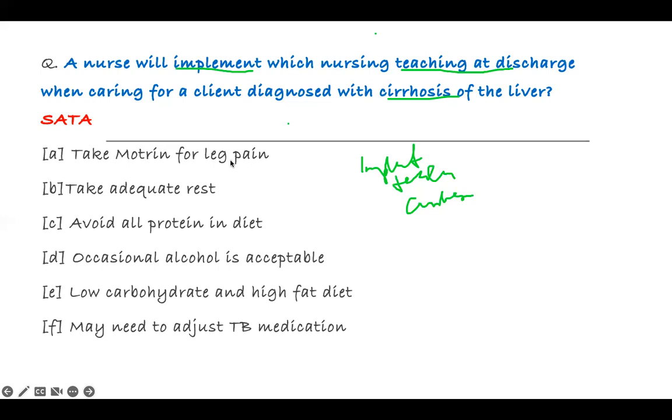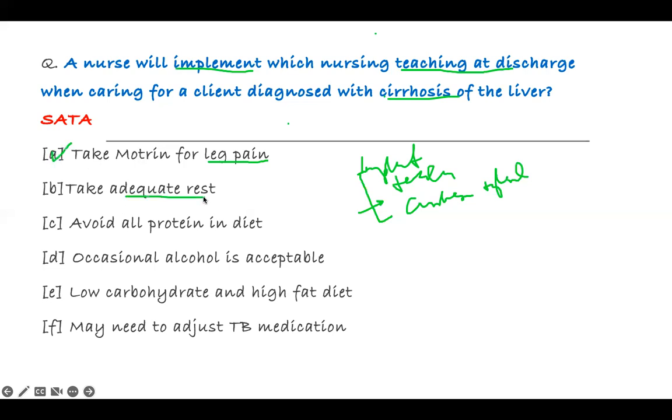You know the basics of the liver. Okay, you know your content. This is why the pathophysiology comes in. So I'm going to use my content. Take Motrin for leg pain. Yes, I don't want to take any medication that will affect the liver. And the medication that affects the liver is like Tylenol, acetaminophen, which is mostly used when you have pain. So taking Motrin is okay.